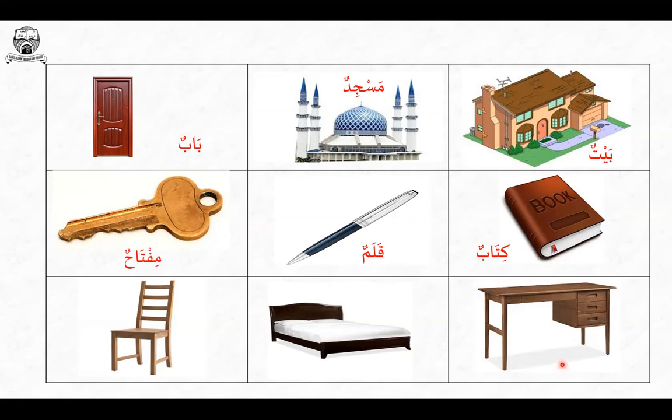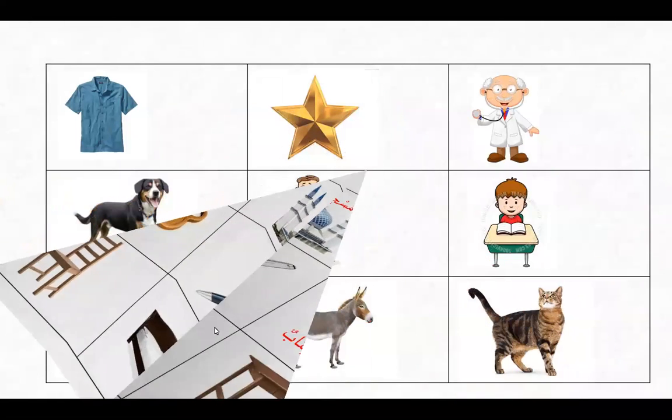هذا مكتب. As I'm saying, you can say after me. هذا سرير، هذا كرسي. So let's move on. As I said, quick revision.